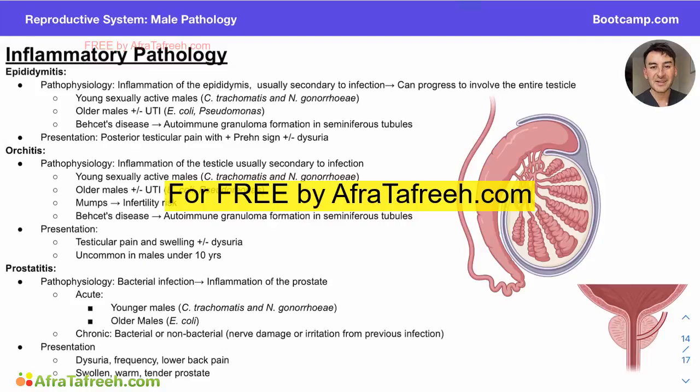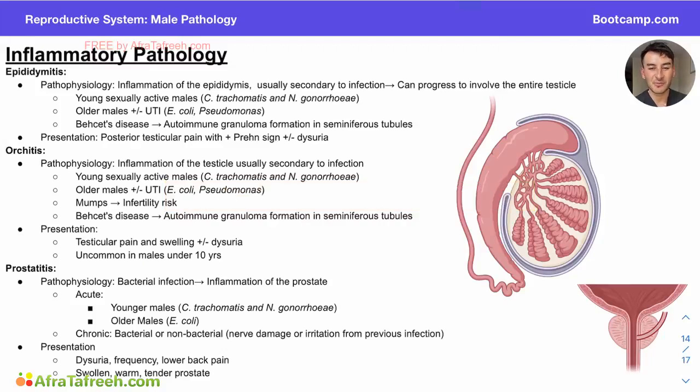Alright guys, let's get busy talking about inflammatory pathologies of the male reproductive tract. We're going to be talking about the epididymis, we're going to be talking about the testes, and we're going to be talking about the prostate.